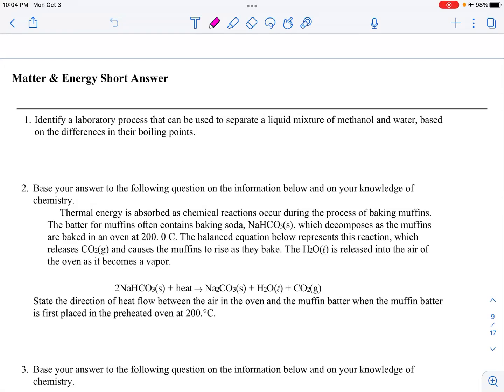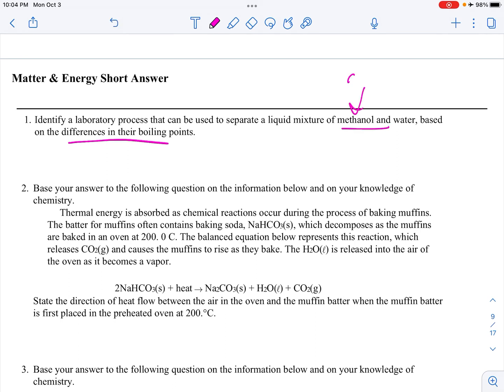All right, so here we have some short answer questions to help us prepare for the exam. Okay, here we go. Identify a laboratory process that can be used to separate a liquid mixture of methanol and water based on differences in their boiling point.